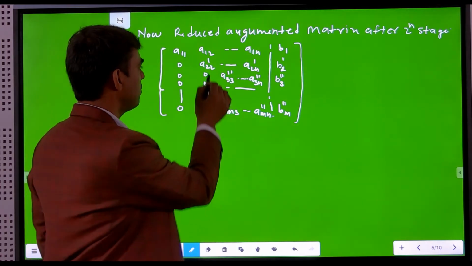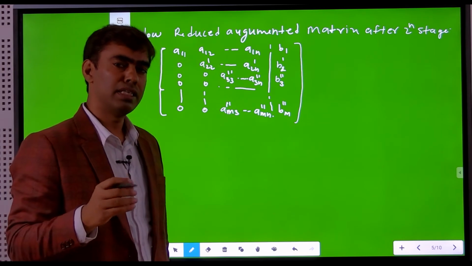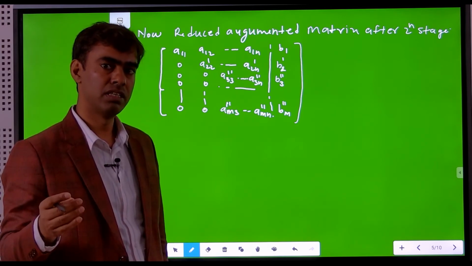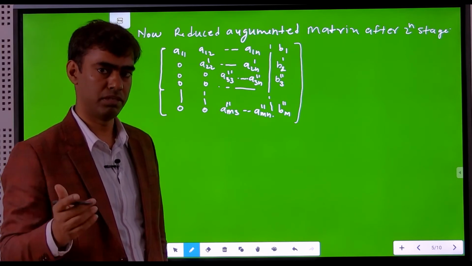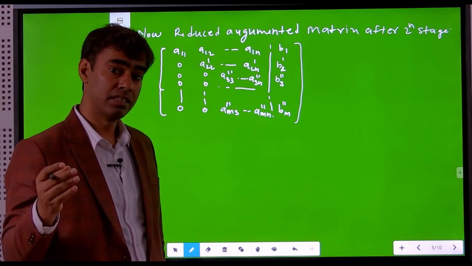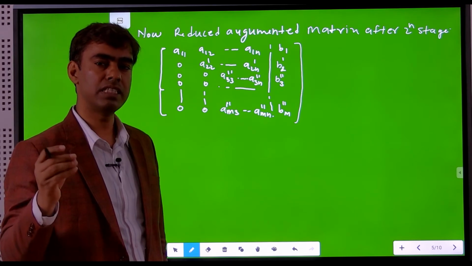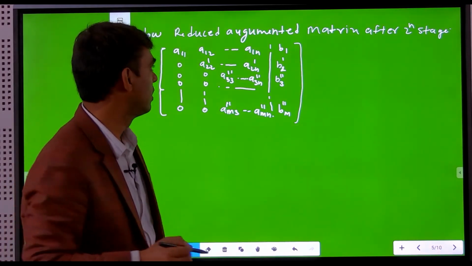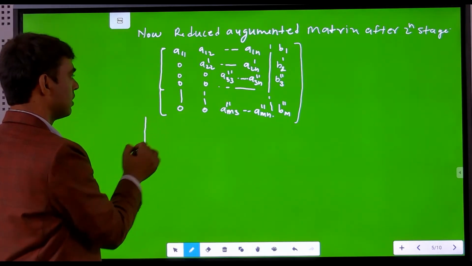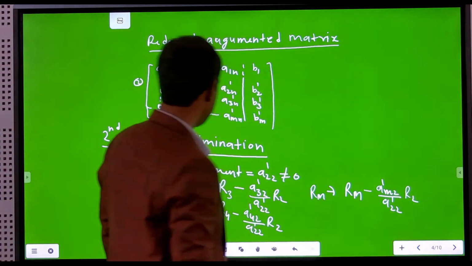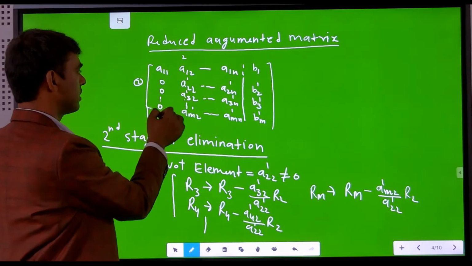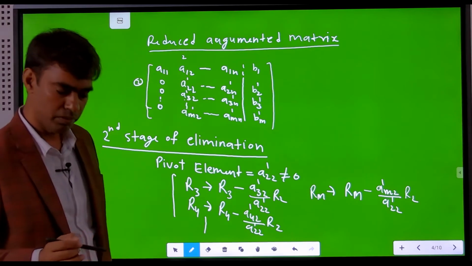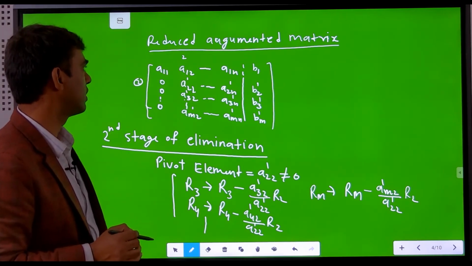Here the prime represents the dash, which represents the number of changes. You know, 1 prime or 1 dash means there is a 1 time change in B. 2 prime or 2 dash means the original value of B changes 2 times. Triple dash means the original value of Bm will change 3 times. So here Bm double dash means the original value of Bm will change 2 times. If we proceed in this manner, what will happen? After the first stage of elimination, the first column of the reduced augmented matrix looks like an upper triangular matrix.